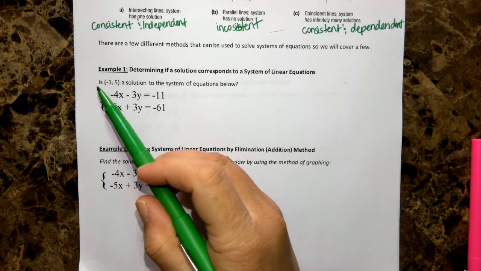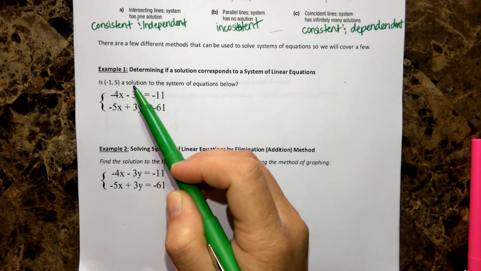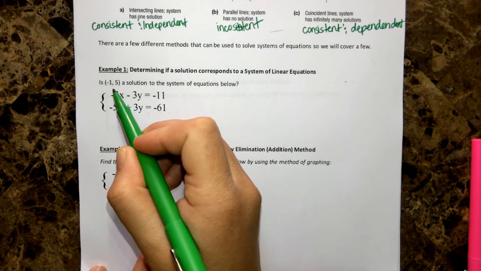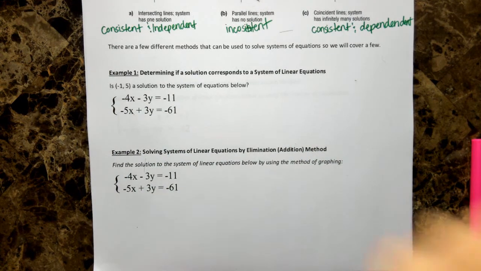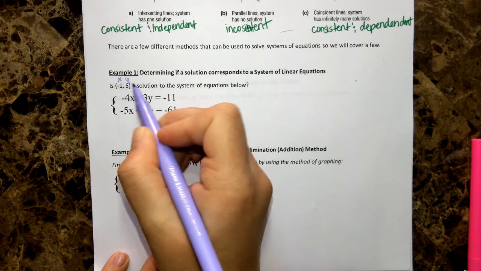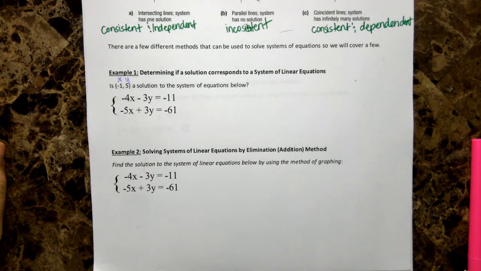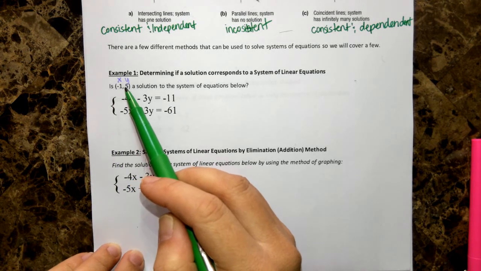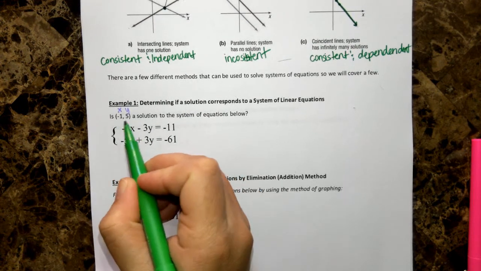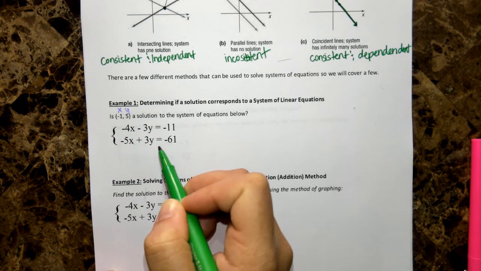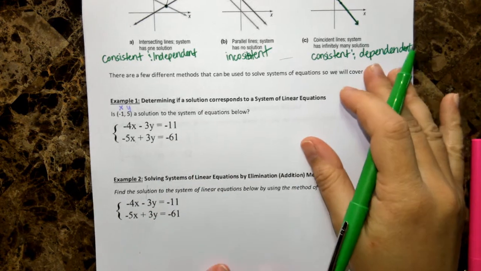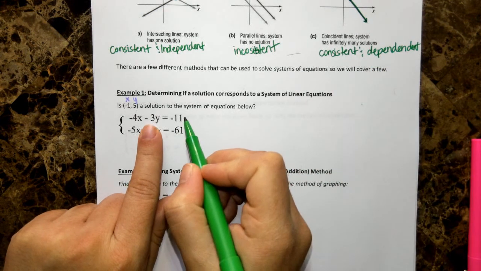Now the question is asking, is negative 1, 5 a solution to the system of equations below? It gives you a specific point, negative 1, 5. Remember, anytime it gives you an ordered pair, it always gives it to you in the form x, y. So our x value is negative 1 and the y value is 5. To see if it's a solution, all we have to do is take these values and plug them in for x and y into both of our equations, and if it gives us true statements for both, then we know it's a solution. So let's start with the first one.